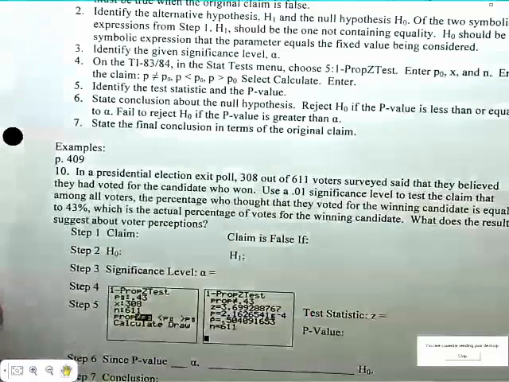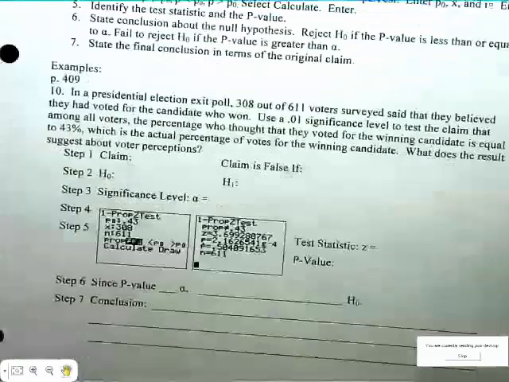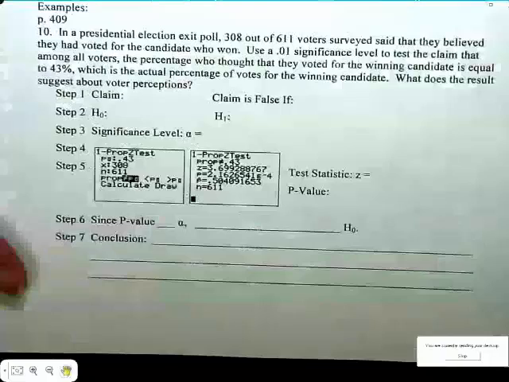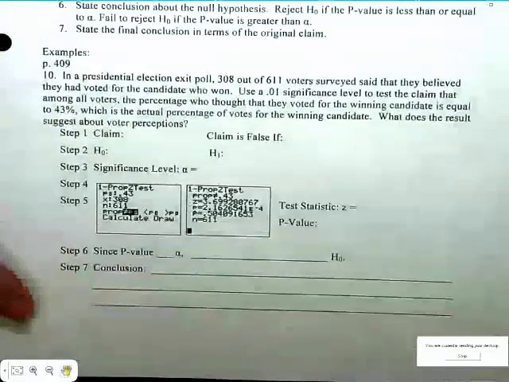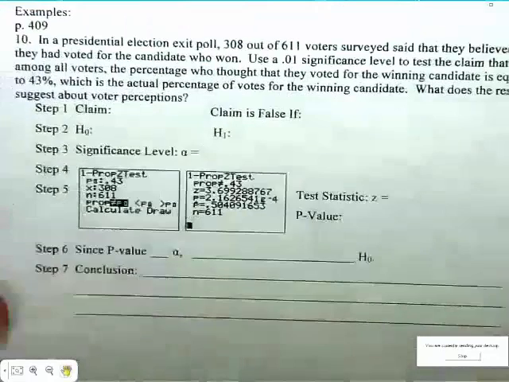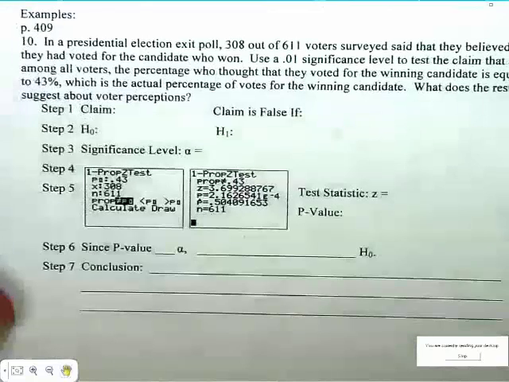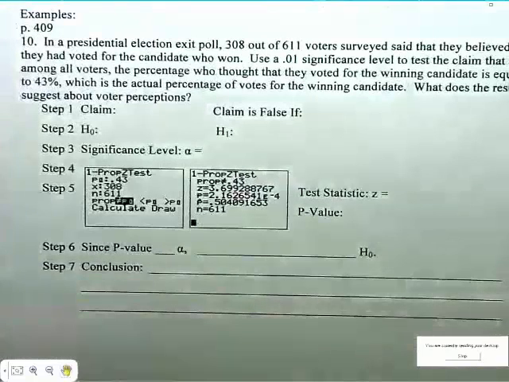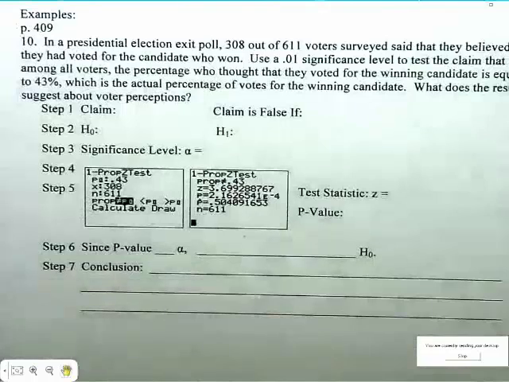So I have 3 examples of the full-blown hypothesis test. In a presidential election poll, 308 out of 611 voters surveyed said that they believed they had voted for the candidate who won. All right?